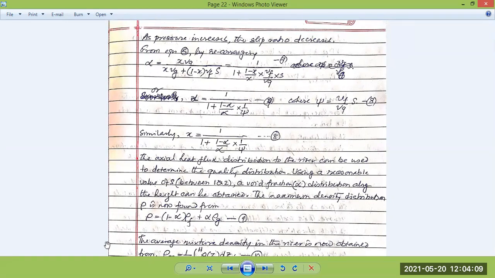The axial heat flux distribution to the riser can be used to determine the void fractions. The mixture density distribution rho is now found from rho equals 1 minus alpha multiplied by rho f, the density of the saturated water, plus alpha into rho g, the density of the vapor.